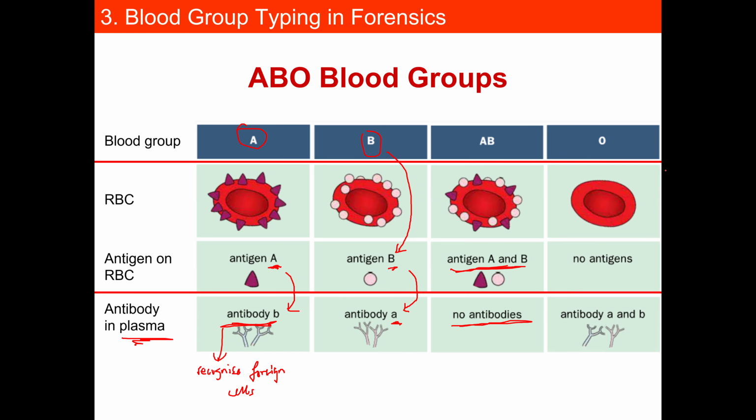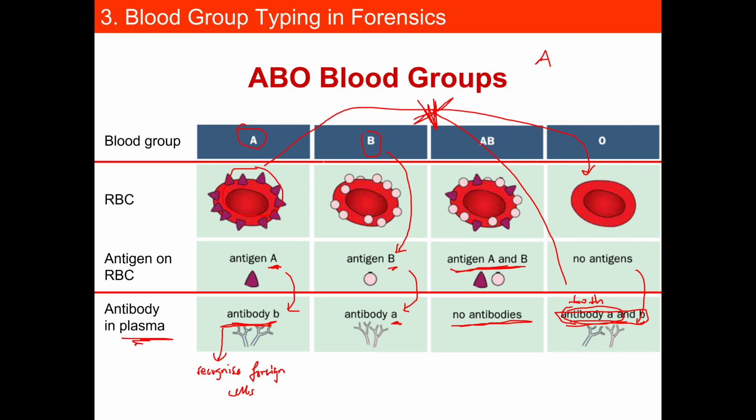Then for blood type O, instead of having any antigens, they have no protein antigens of the A or B type at all on the surface, and they will have both antibodies a and b. This makes sense because anything that is foreign to O, let's say I put blood group A, I pass my blood to O. So what is going to happen is my antibody a is going to recognize and stop this.